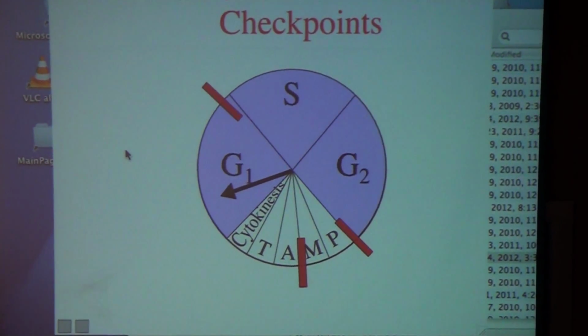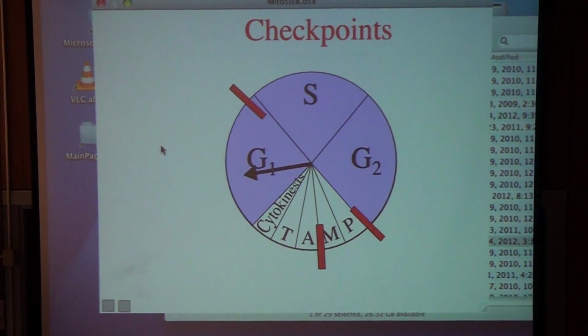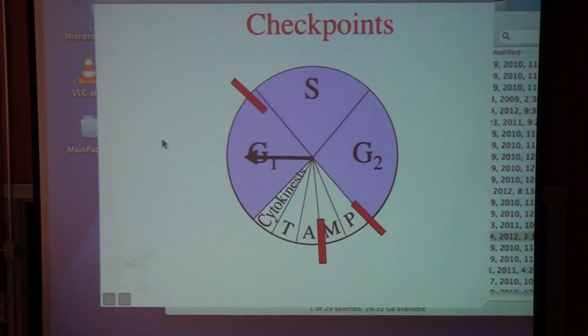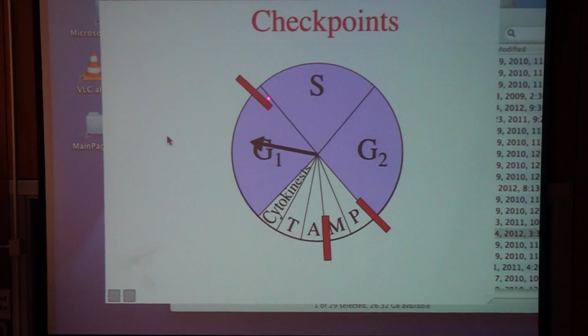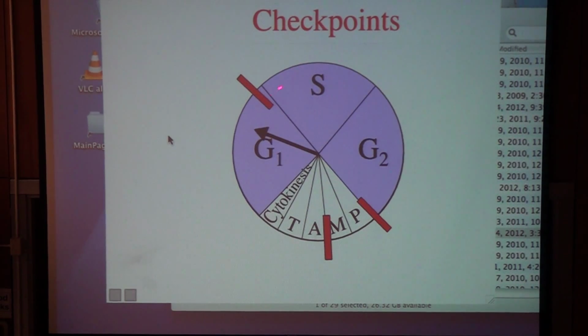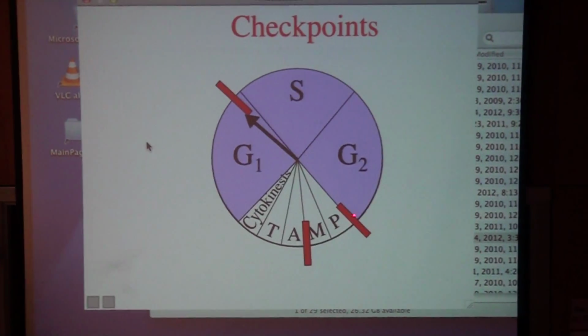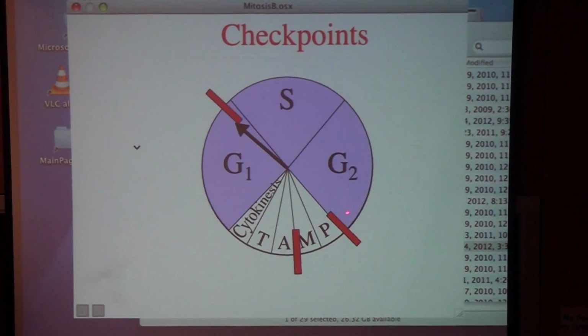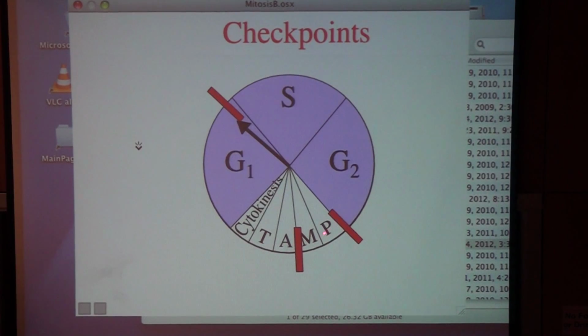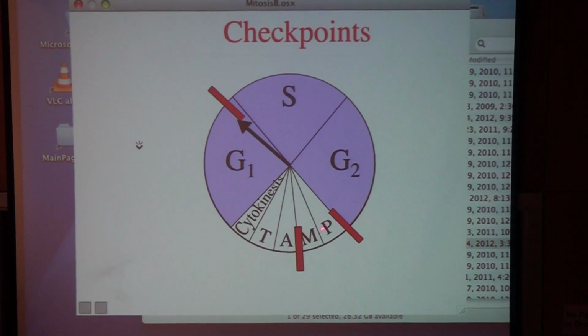And in fact, there are 3 checkpoints within the cell cycle, 3 stopping points. There's one checkpoint right at the end of G1, in other words, right before the cell can enter S phase. There's another checkpoint right at the end of G2. Think of that as like a stop sign for the cell that can stop it from entering prophase. And there's another checkpoint right here, right at the end of metaphase. Think of that as a stop sign that can stop the cell from entering anaphase.